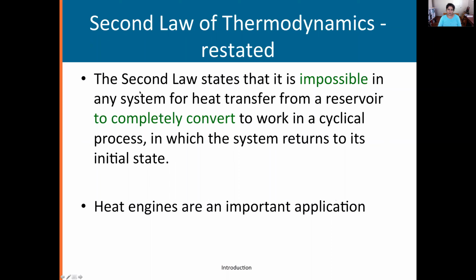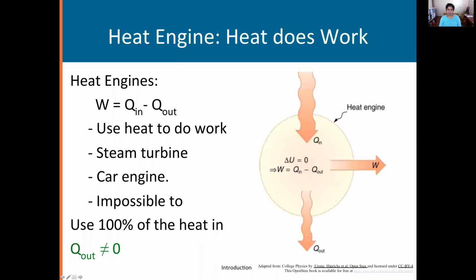Another way is to think that the second law states that it's impossible, in any system, for heat transfer from a reservoir to completely convert to work in a cyclical process in which the system returns to its initial state. Heat engines are an important application. This is what we've seen so far. So here's our heat engine again. We take in some heat, the system does some work, the system moves in a cyclical fashion, and it must throw out some heat. Q out.